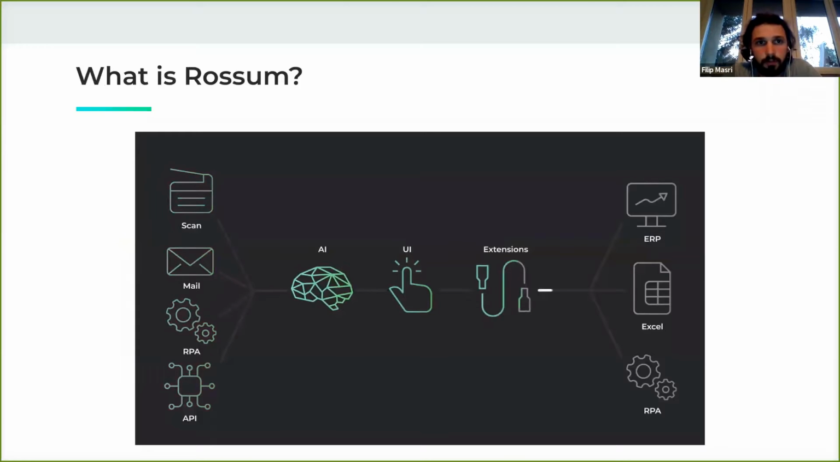So what Rossum is, it's a platform where you can send data. Those are usually images or PDF documents, which you can either scan or email them to Rossum, use an RPA process, or just send them over an API. And once we get the documents, we run them through our AI engine.